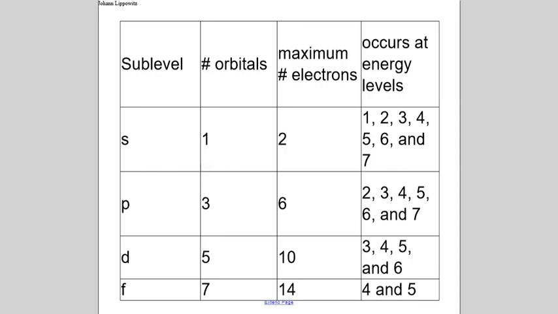Okay, so breakdown, quick overview. S sublevels have 1 orbit, holds 2 electrons. They exist in energy levels 1 through 7. Ps have 3 orbits for 6 electrons, 2 through 7. Ds have 5 orbits, 10 electrons. Only 3 through 6 because again they're 1 less than the row. And then Fs have 7 orbits, 14 electrons maximum, but only exist in 4 and 5.